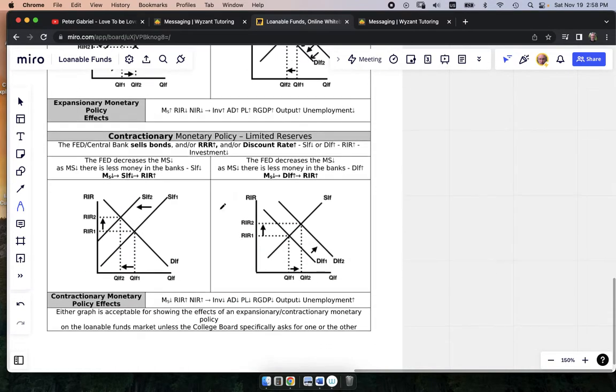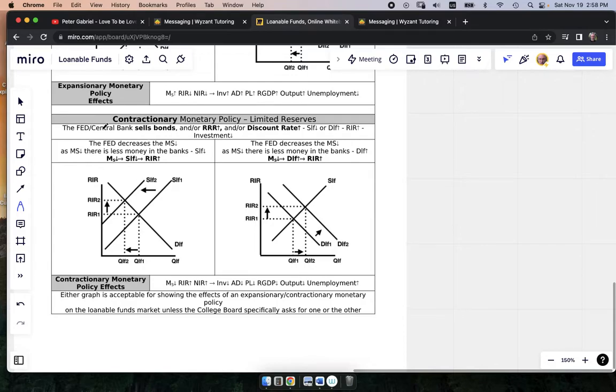Contractionary policies, obviously the opposite, right? To be contractionary, the Fed or the central bank will sell bonds. They'll raise the RRR or they'll raise the discount rate. When they do that, the money supply is going to go down. That's less money in the system. Supply of loanable funds shifts to the left, decreases, driving up that real interest rate.